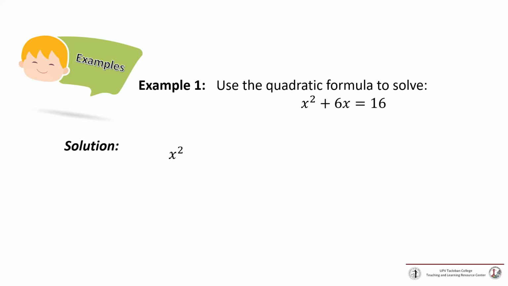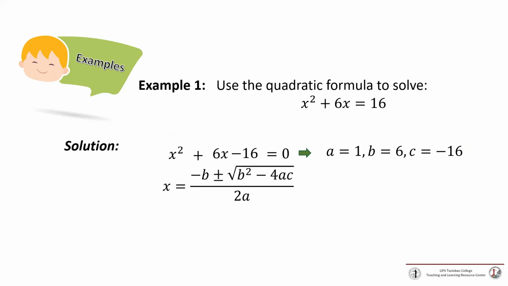So x squared plus 6x minus 16 is equal to 0. Now take note, this is now in standard form. So we have a is equal to 1, b is equal to 6, and c is equal to negative 16. Using the quadratic formula, all we need to do is input the values of a, b, and c to the formula that we have.